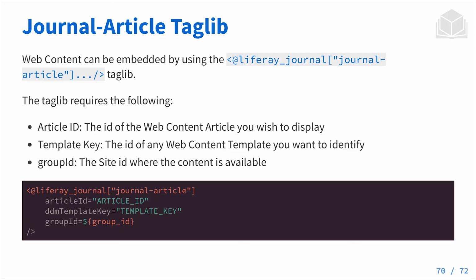All right, so let's take a look at our other options here for our actual content types. We have a taglib specifically for web content. If you want to create a web content article and embed that in your pages in some way, so this could be some sort of branding that you want to have included, you can use the Liferay Journal Article Taglib. Now what this requires is the article ID of the web content itself. This can be found in the content section of Site Administration. It also requires the template key for any web content template you are using, and then the group ID. This is going to be the site ID.